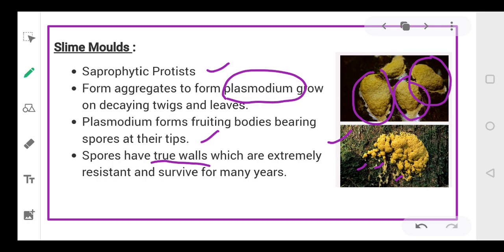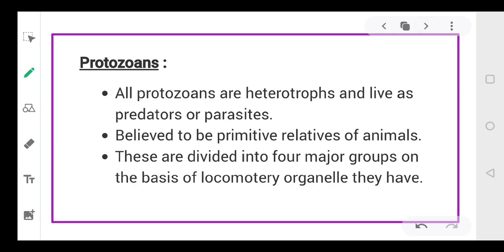So they help the slime molds survive in extremely unfavorable environments. The true walls of the spores help in the survival of slime molds. And they are generally found on decaying twigs and leaves.